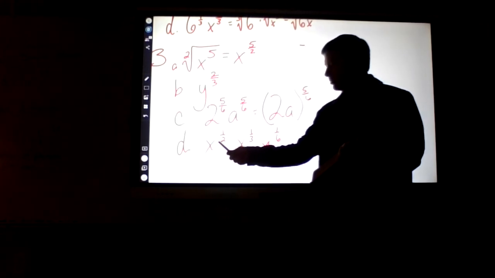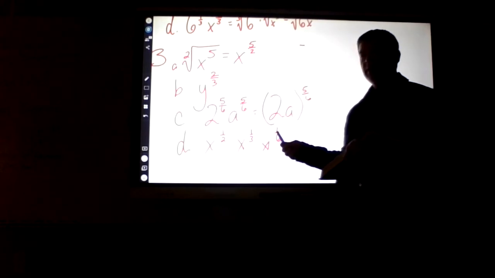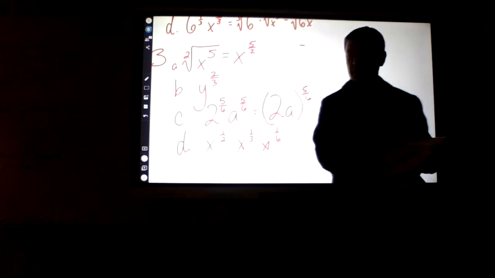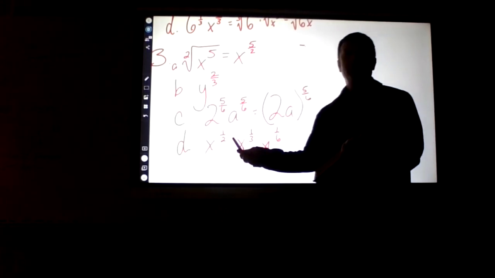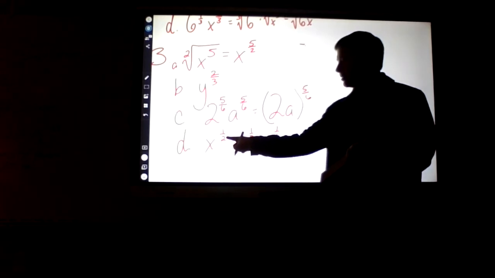You have to find a common denominator. Well, hold on. When we're multiplying x's together, what do we do with the exponents? Don't we add them? Add. To add fractions, you need a common denominator, which is 6. Times 3 would make this 3/6.